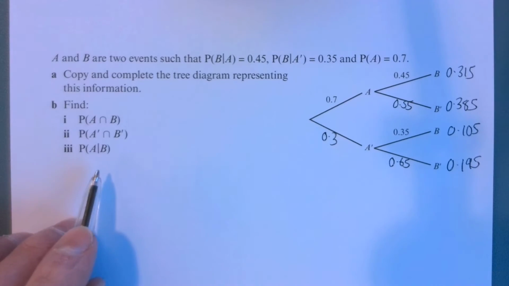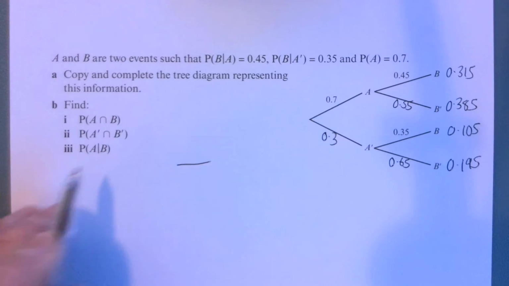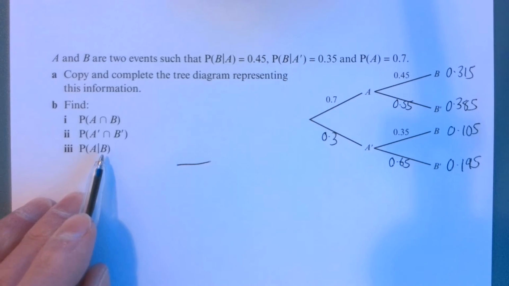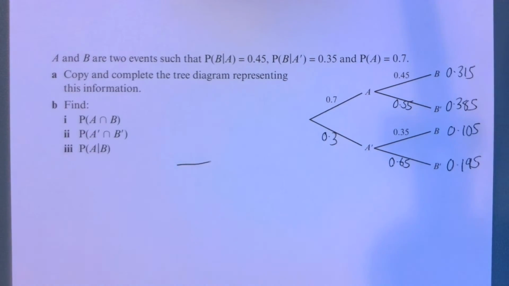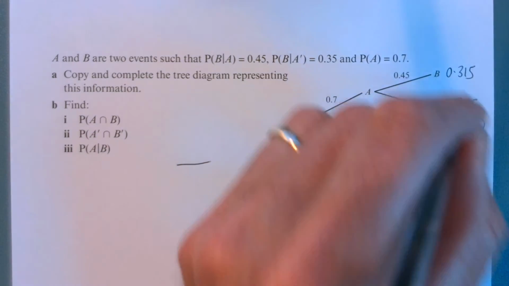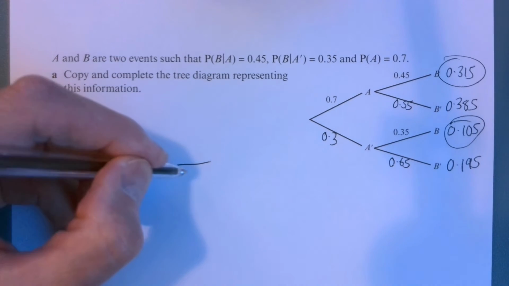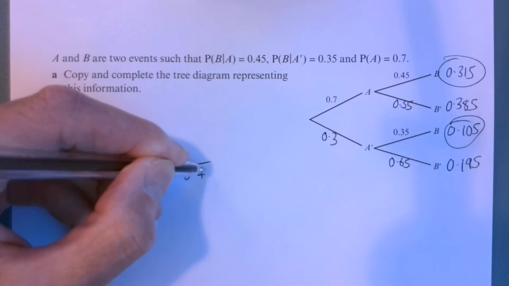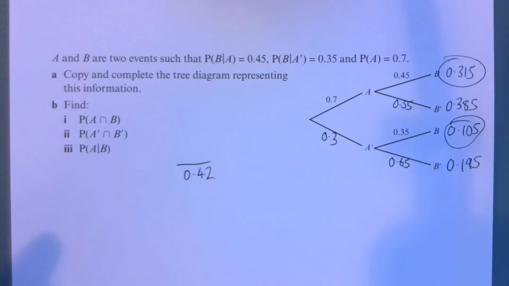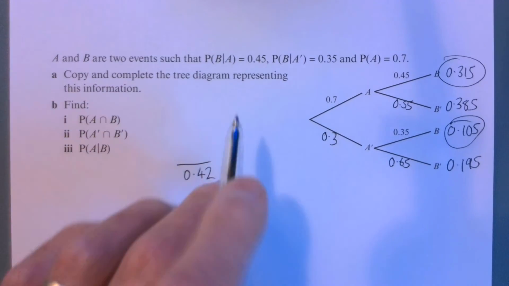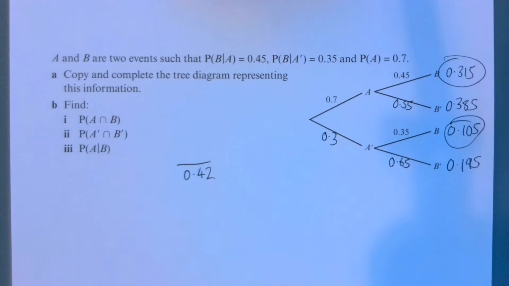So what's the probability of A given B? So I know that the denominator is the probability of B. I'm not told the probability of B in the question. So what I have to do is look at my answer and say, right, which of these outcomes involve B happening? So the probability that B happens is those two added together. So is that 0.42? 0.42. So that's the probability that B happens. We're not given that in the question. I've just looked at which outcomes involve B and just added those probabilities together. Okay, that's the denominator of my fraction.